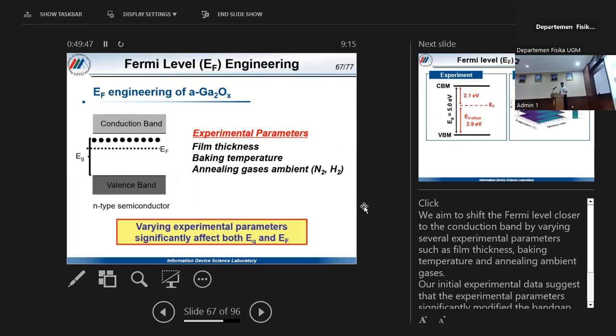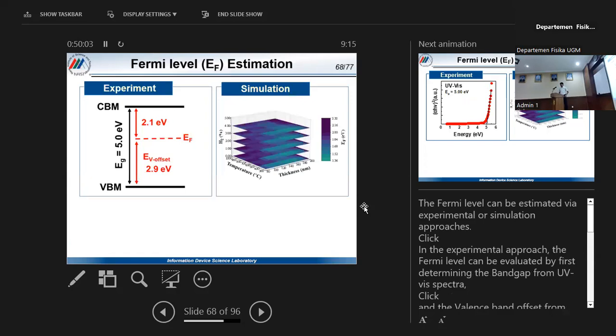And to do Fermi level engineering, we had to do many experiments like vary the film thickness, vary the baking temperature, vary the annealing gas ambient, etc. So by varying these experimental parameters, you can tune both the band gap and the Fermi level. But as you know, it's very expensive experimentally and time-wise. So you can predict the Fermi level using experiment. So you make the sample and then measure using a combination of XPS and UV-Vis or ellipsometry.